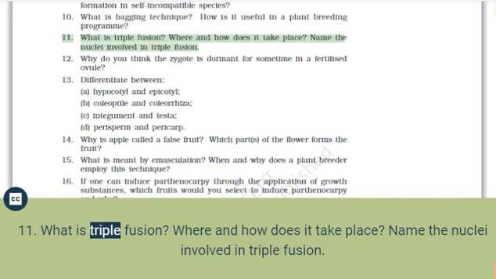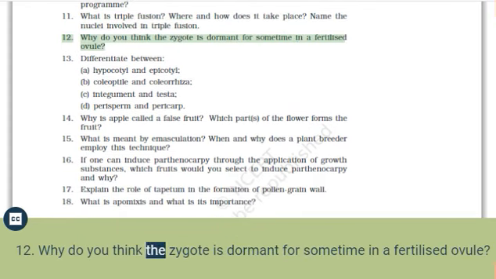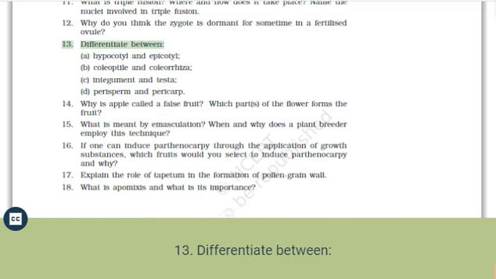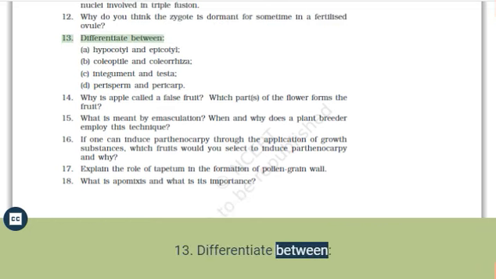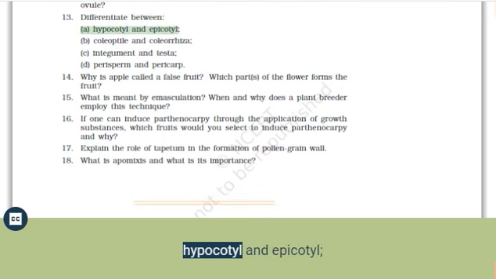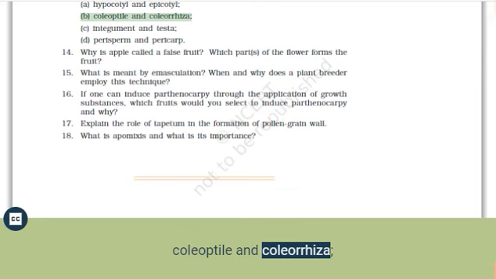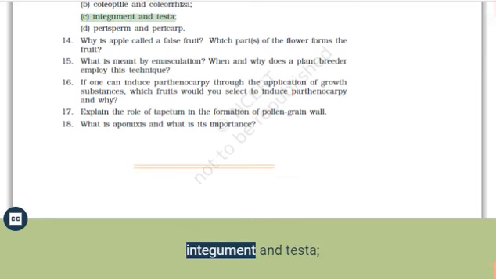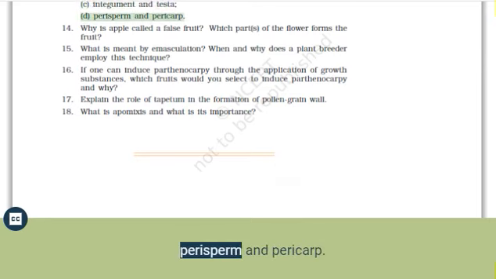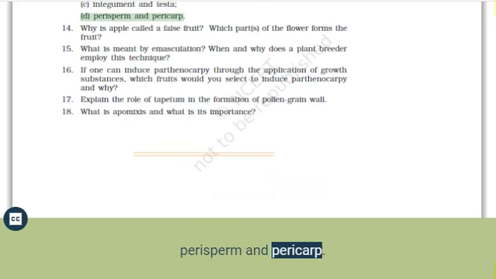11. What is triple fusion? Where and how does it take place? Name the nuclei involved in triple fusion. 12. Why do you think the zygote is dormant for some time in a fertilized ovule? 13. Differentiate between hypocotyl and epicotyl, coleoptile and coleorhiza, integument and testa, perisperm and pericarp.